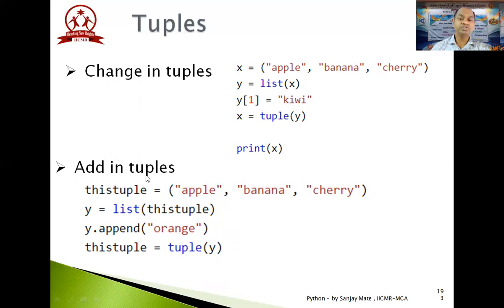If I want to add into the tuple, again the same case, you cannot add because you cannot change the tuple. So again convert this tuple into a list, append the value, which adds the value at the last, and then again convert it into a tuple. So append is used to put one value at the last. That is the way of append.